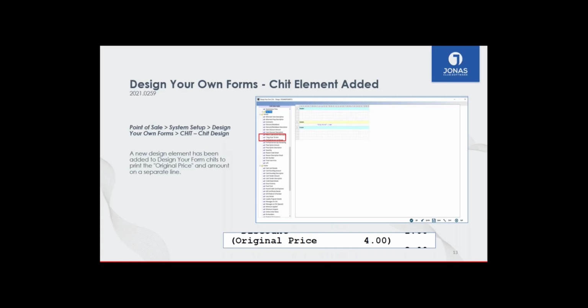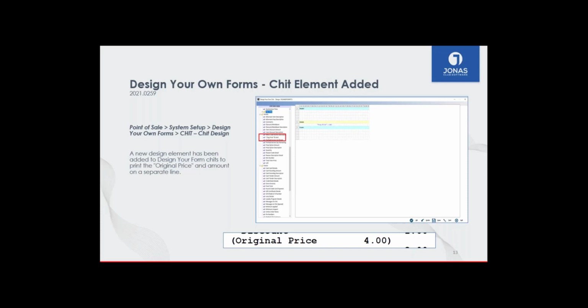Okay, quite a few elements here. The first one is the design your own form. We've added a new chit element. Okay, so for those who might not be aware, we do have a design your own form program that lets you design chits, preps, gift receipts, and emails.